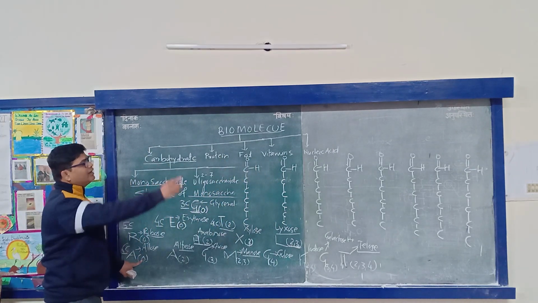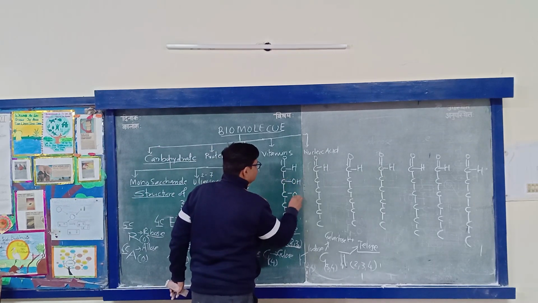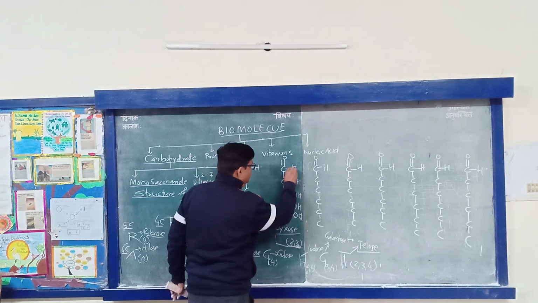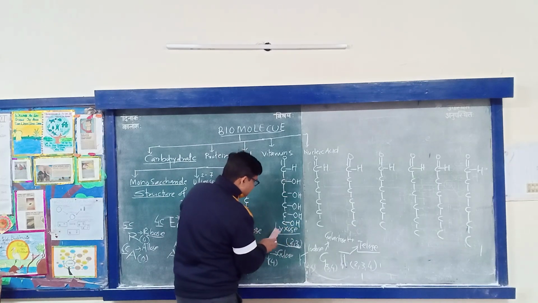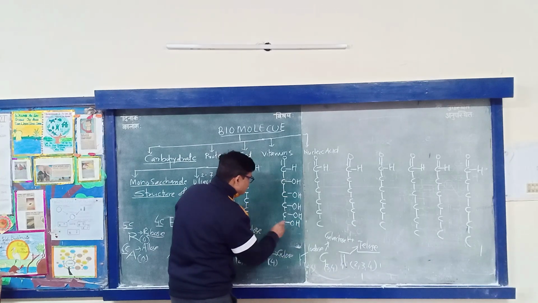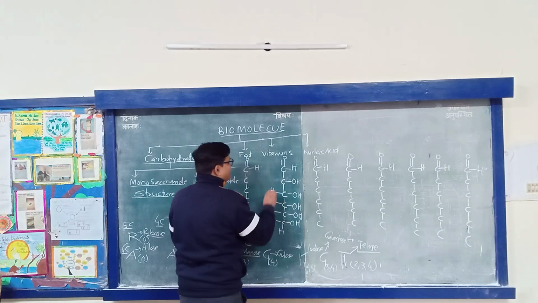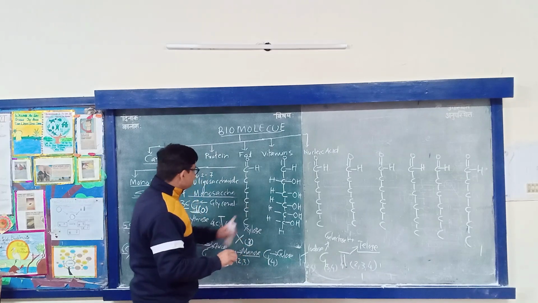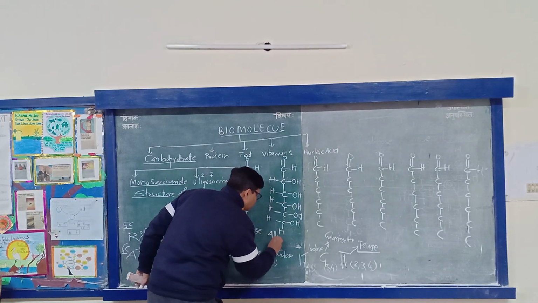Zero means all the hydroxy groups are on the right side. All the hydroxy groups on the right side, for carbons 1, 2, 3, 4, 5 and 6. In that situation you draw, and then you have to fulfill the valency of the carbon. Carbon has 4 valency, so you have to put the hydrogen. So this is the simple structure of allose.